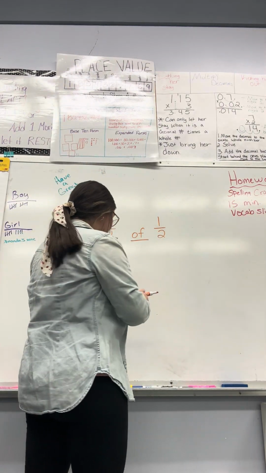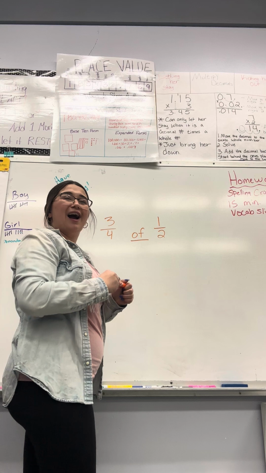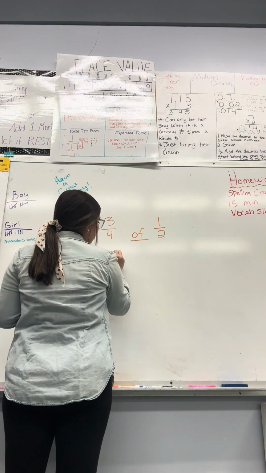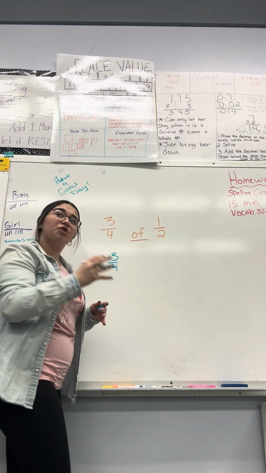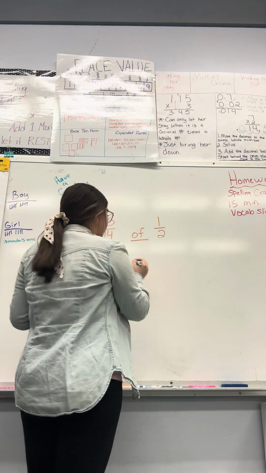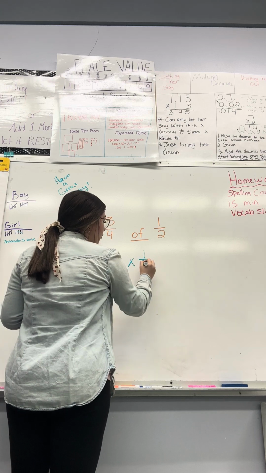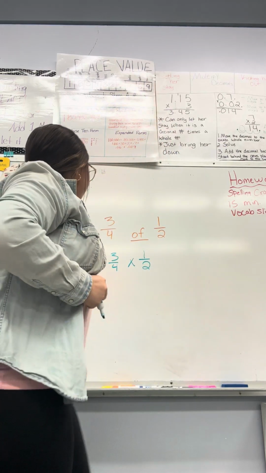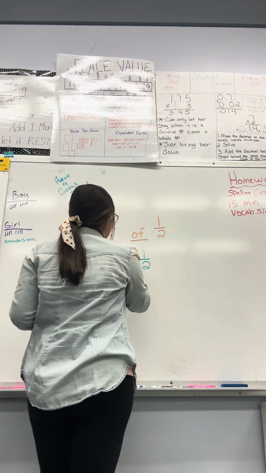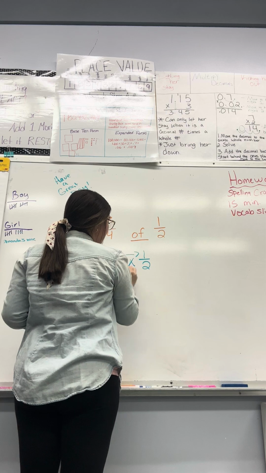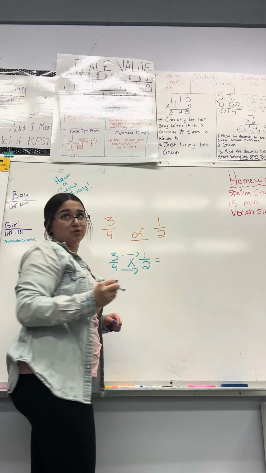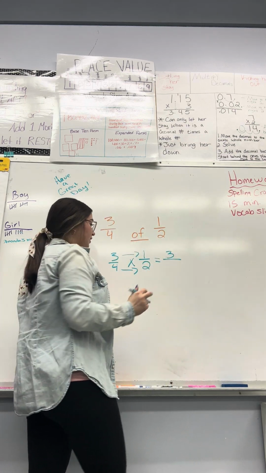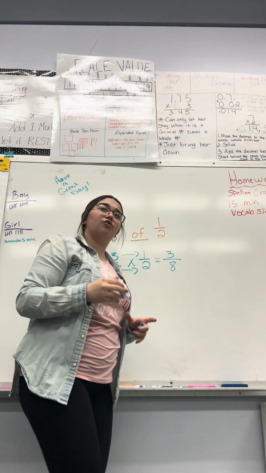Perfect. Now that you solved it, I am going to write it to where I can understand it. So I'm going to take 3/4. Instead of using the word "of," I'm going to write the math symbol for multiplication. I'm going to write it as times 1/2. So what is my next step after this? Exactly. I multiply straight across. So what I do to the top, I do to the bottom. Therefore, what's 3 times 1, my friends? It is 3. What's 4 times 2, my friends? It is 8. So I have 3/8.